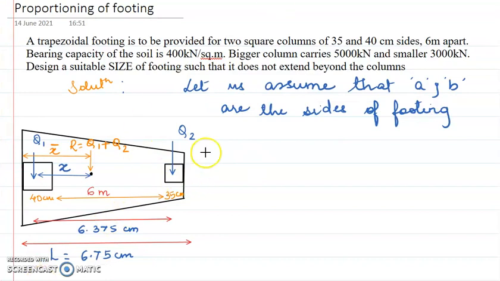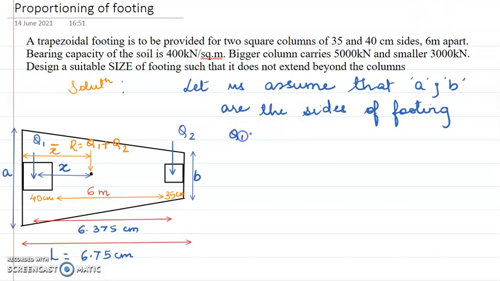So this will be my B. Okay, this will be my B, and this will be my A side of the foot. So I'll mark it as B on this side.